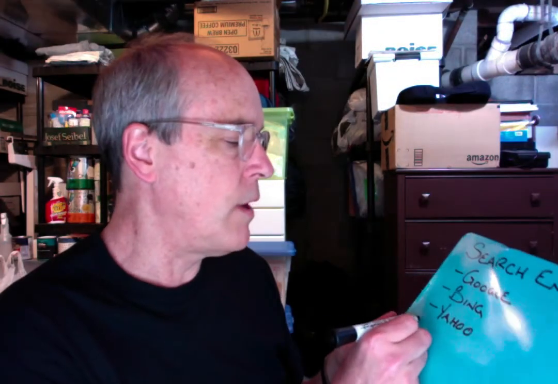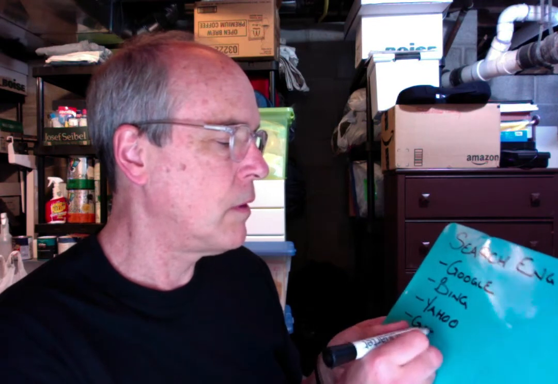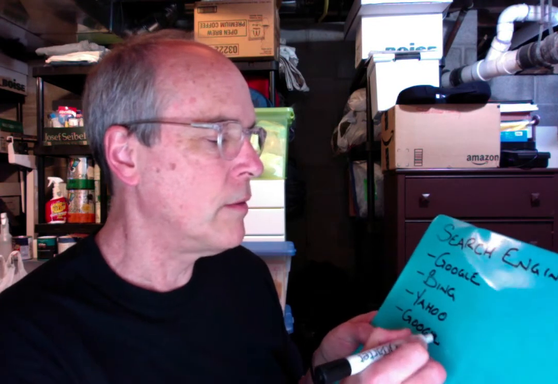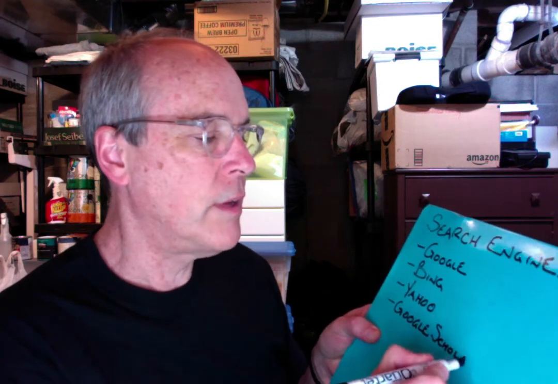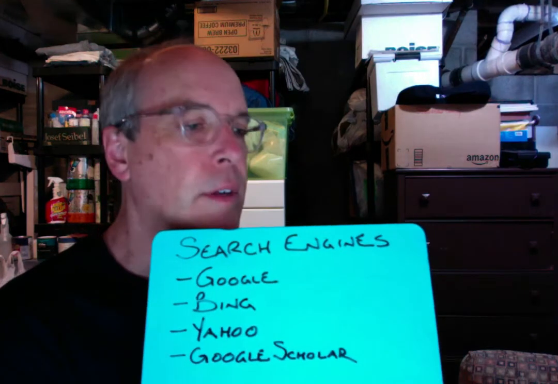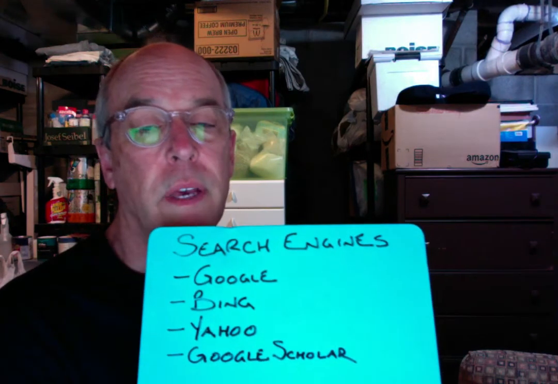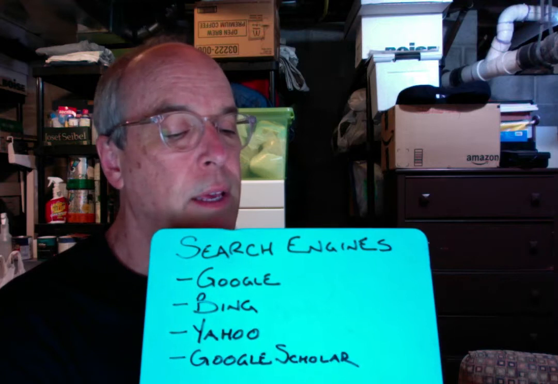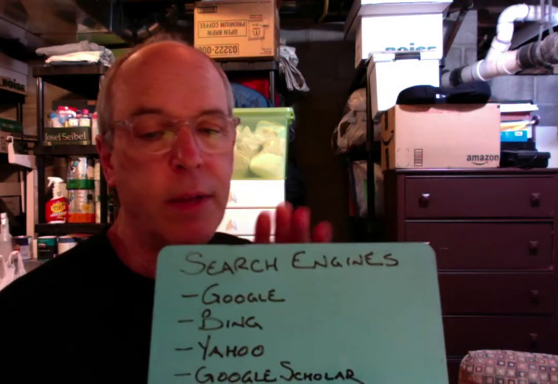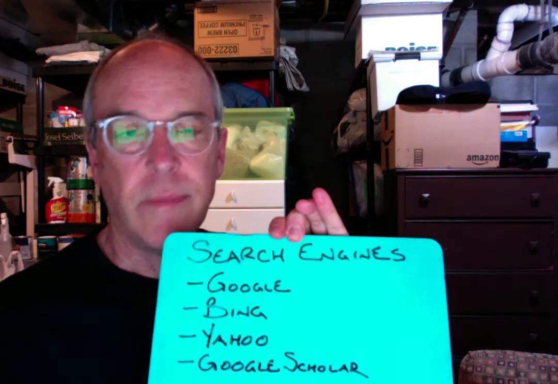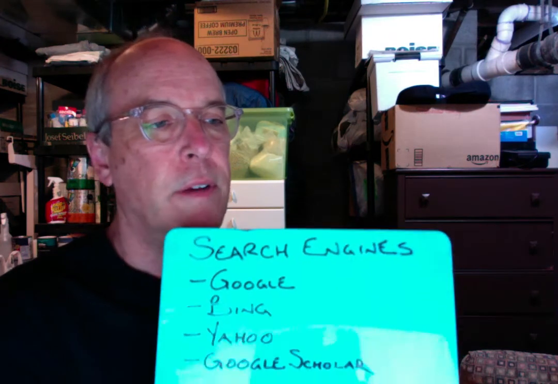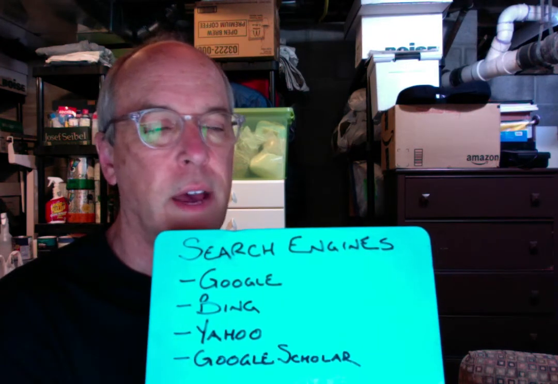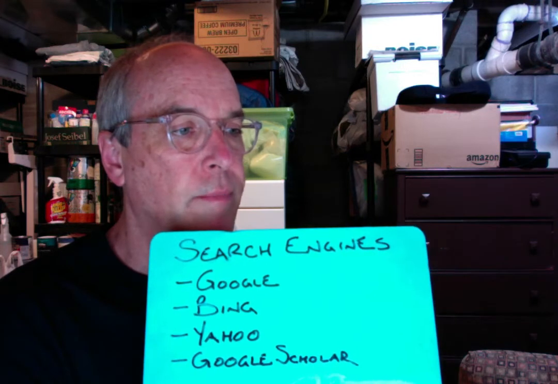Another valuable one, Google Scholar. If you haven't heard of this before, this is like a magic search engine here. Google Scholar. It's Google, but it brings up only more academically credible sites, leads you to a lot of peer-reviewed articles and things like that. It's very helpful when you're doing college research.